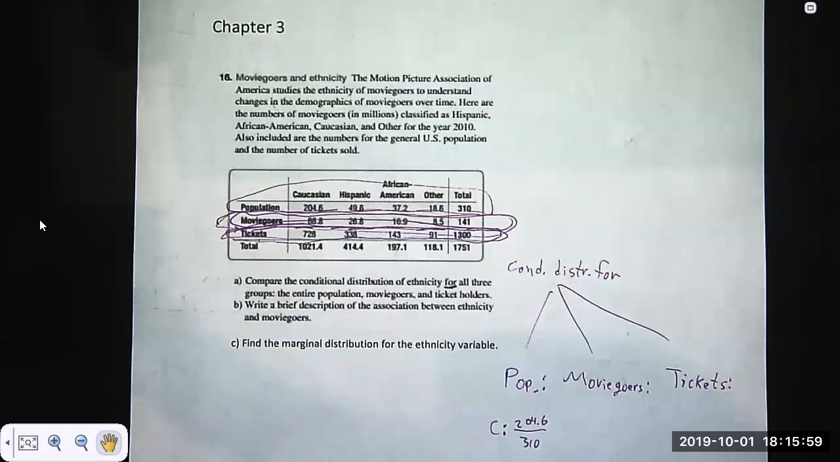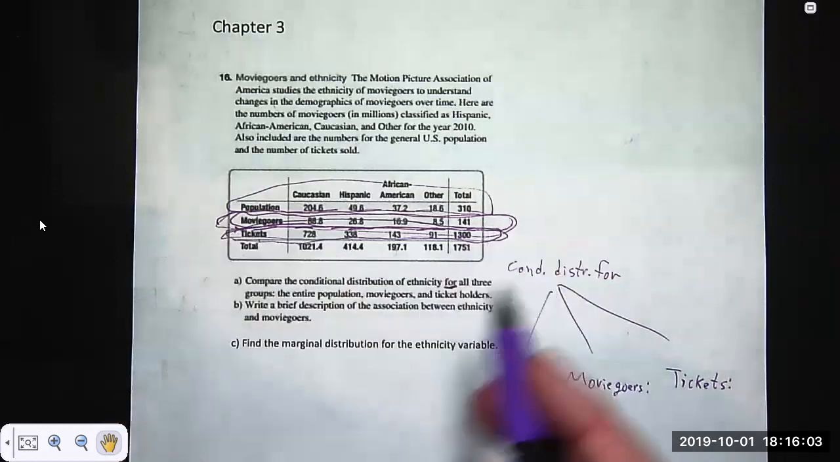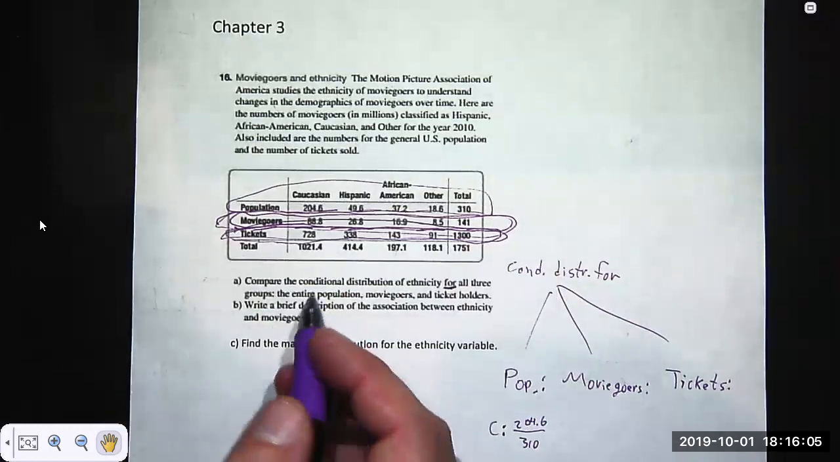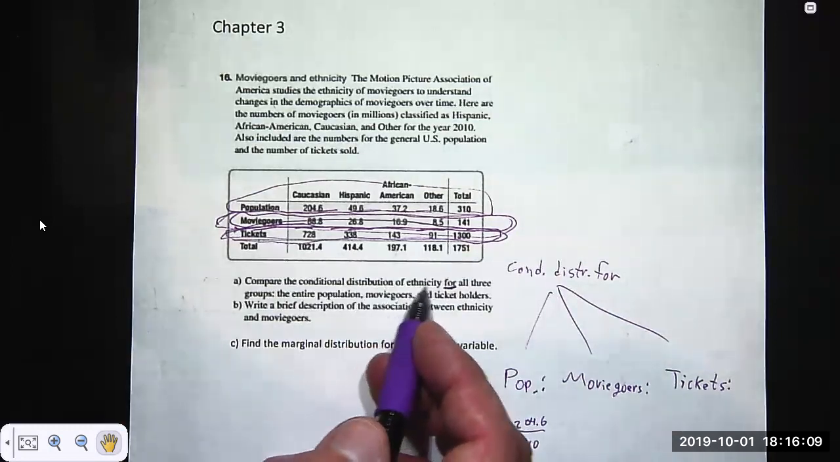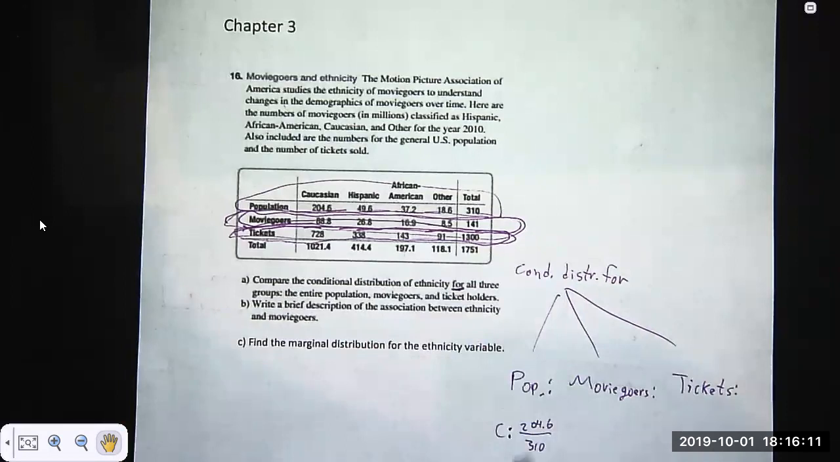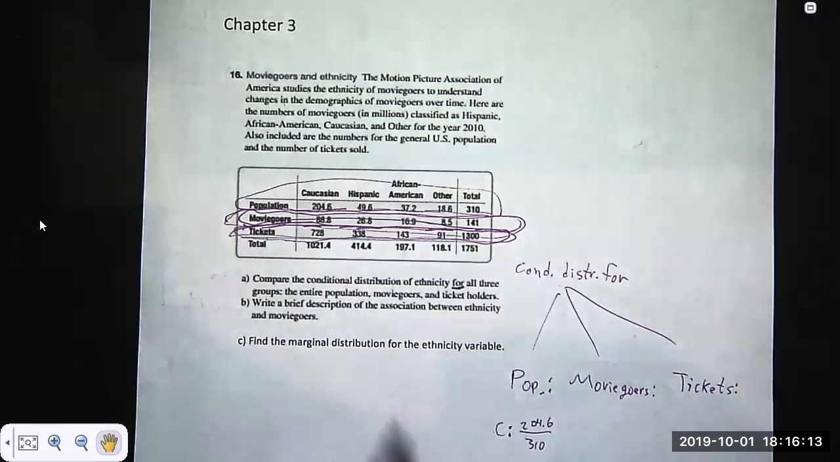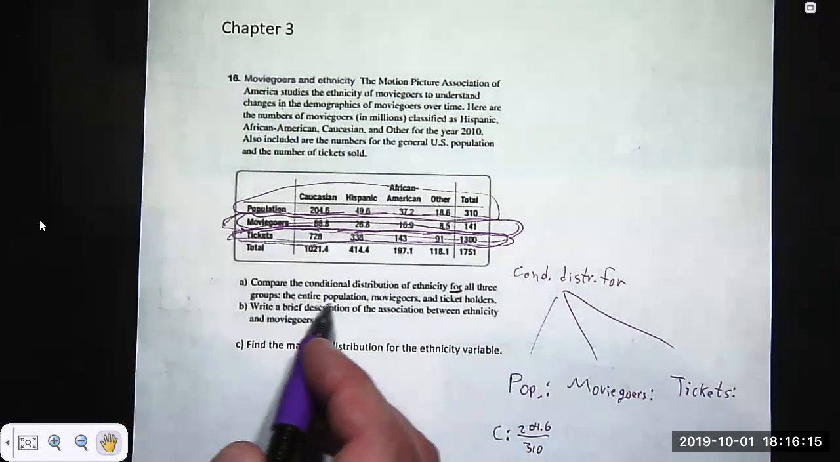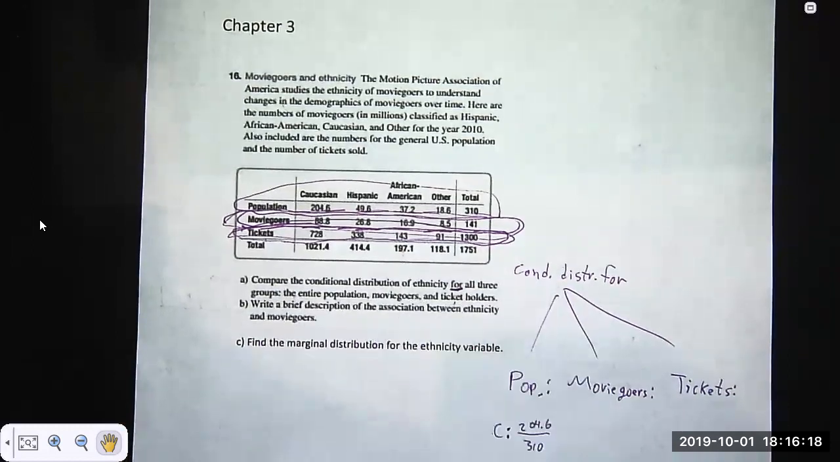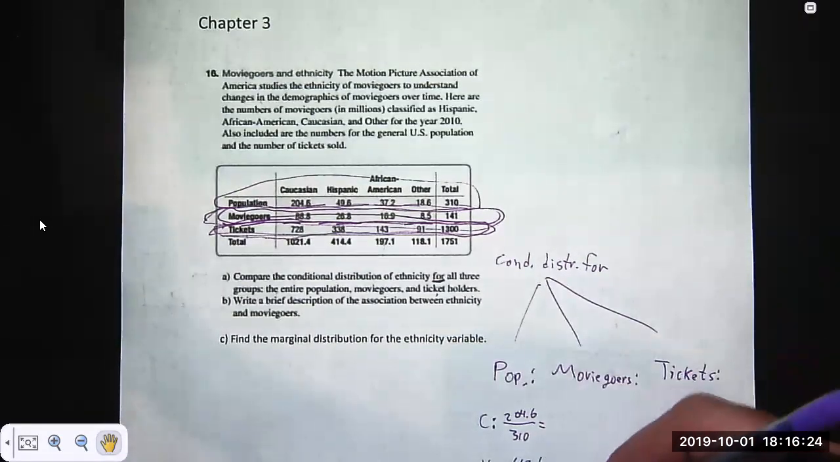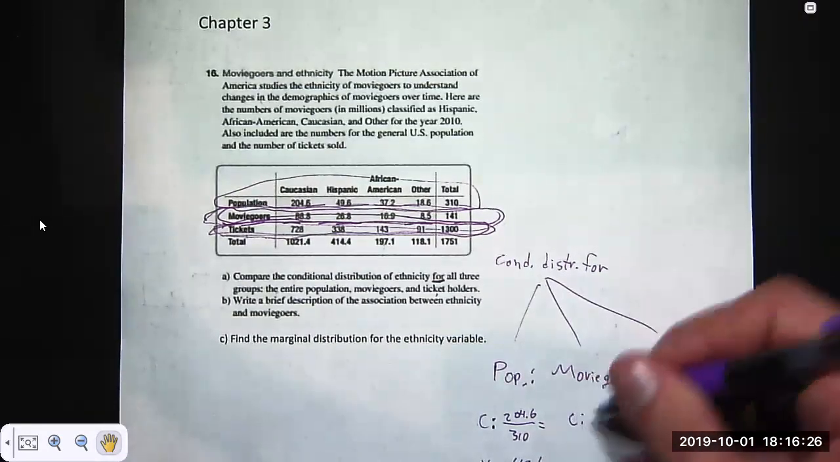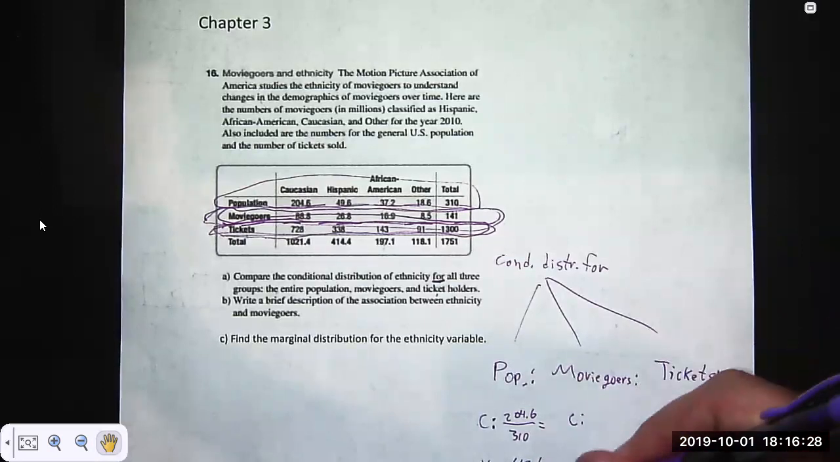Okay. The trickiest part with this one, of course, is making sure you're going in the right spot, so you have the condition right. So this is over the ethnicity variable, and then the condition was each of these groups one at a time. All right, so I think I'm doing it right. So I'm just going to write all these fractions out, and then I'll find the percentages.